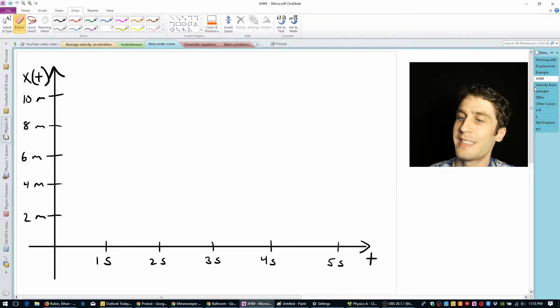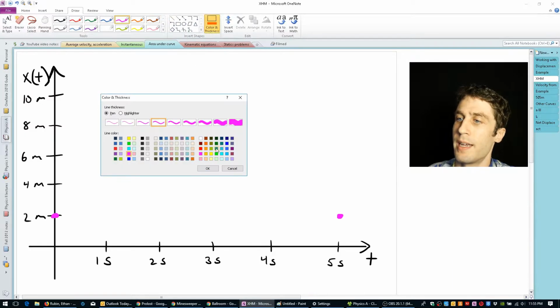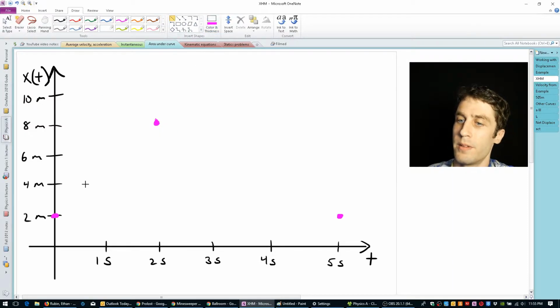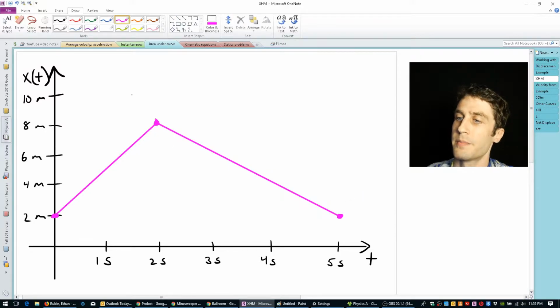So you're just going to take the results of the previous problem, and I'm just going to graph them. So it starts out at 2 meters, and then at 2 seconds it has risen up to 8 meters. And then at 5 seconds, it drops back down to 2 meters. So we'll connect all of those with straight lines. This time they are straight lines because the velocity was constant over each of those time domains. And this is our graph of displacement versus time, which we found from our graph of velocity versus time plus the initial displacement.